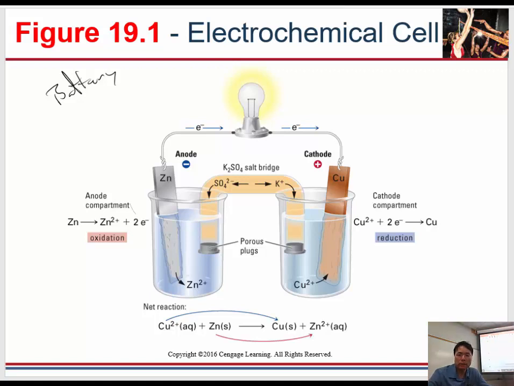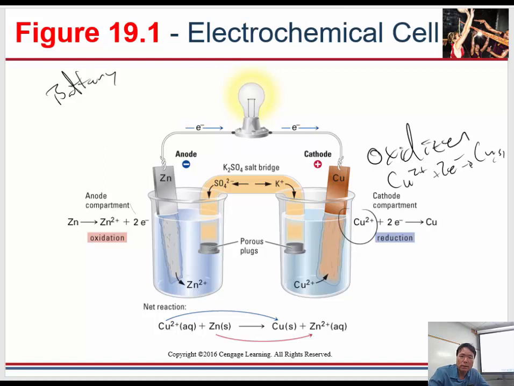So the most important thing about a battery is we separate the oxidizer from the reducer. And so over here on the right, we have the oxidizer. And the oxidizer here is the copper 2+. So what copper 2+ wants is it wants electrons. It wants 2 electrons. And then it forms copper metal. And so on one side of the cell, we have the oxidizer. On the other side of the cell, we have the reducer. And the reducer, in this case, is zinc.